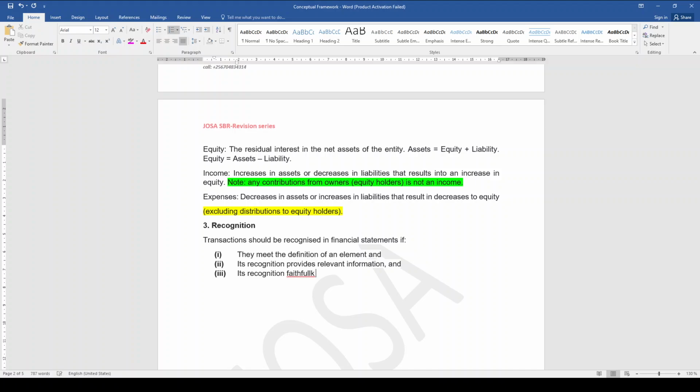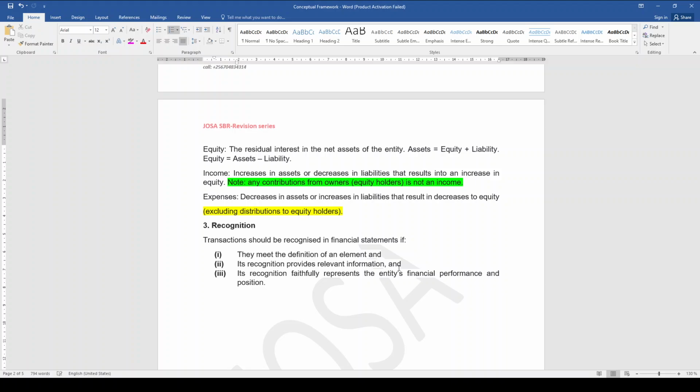faithfully represents the entity's financial performance and position.